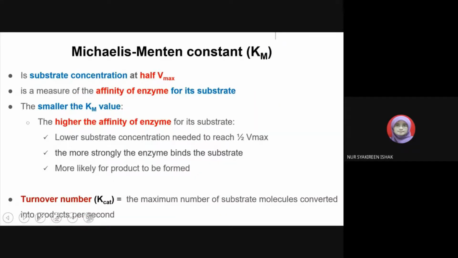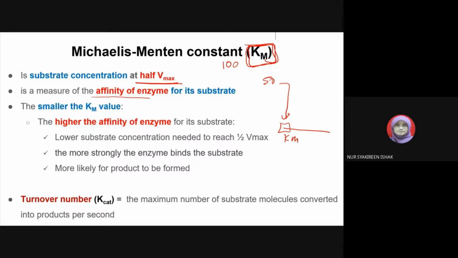So the Michaelis-Menten constant Km is the substrate concentration at half Vmax. Earlier, if the maximum velocity is 100, then half Vmax will be 50. So draw the graph line downwards to determine the substrate concentration, that is the Km value, at half Vmax. It is a measure of affinity. Why do you need to determine the Km value? You want to know whether the enzyme can react with the substrate or not. So it's a measure of the affinity of the enzyme for its substrate.